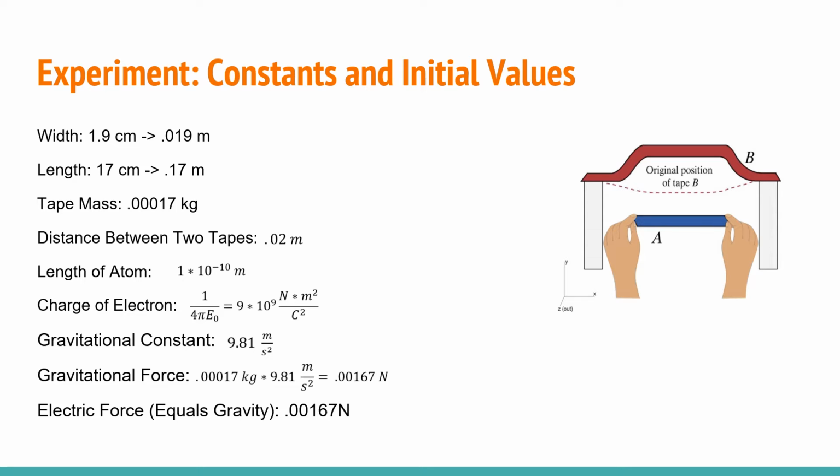This means that the gravitational force, which is the gravitational constant times the tape mass, is 0.00167 newtons, and since the electric force is balanced with gravity, the electric force would be 0.00167 newtons as well.